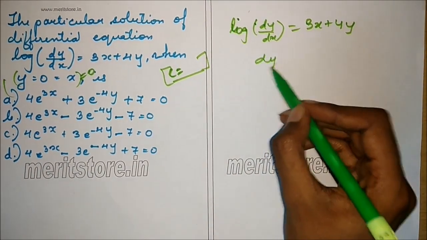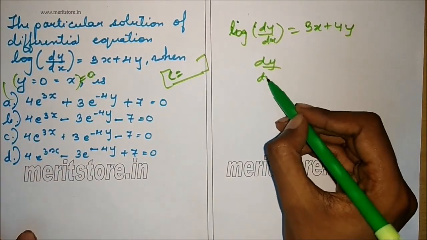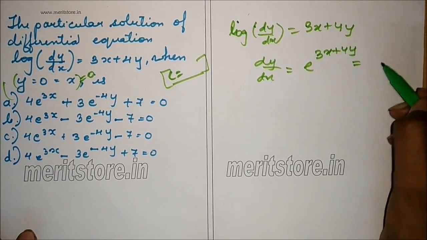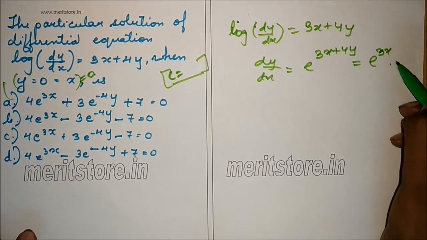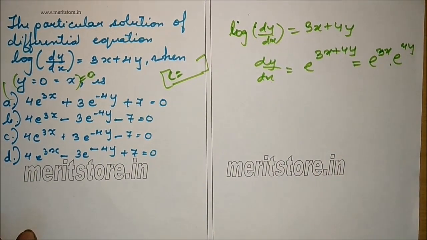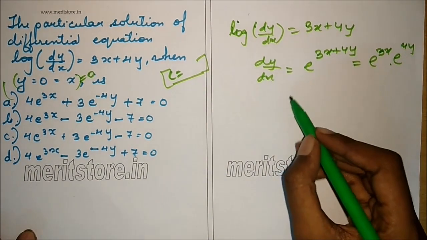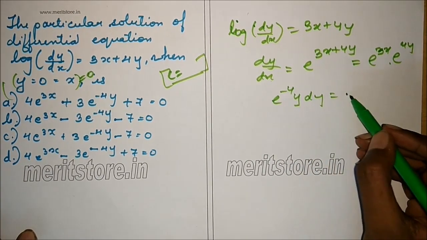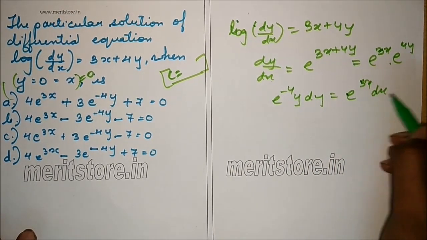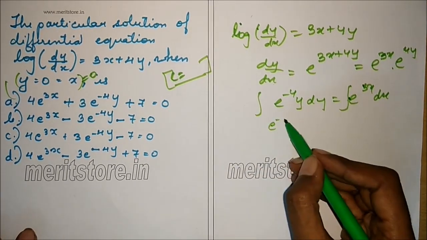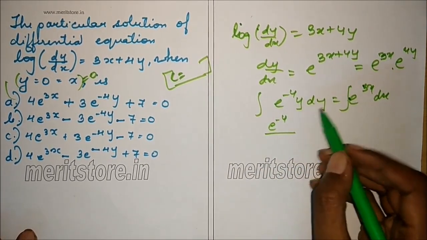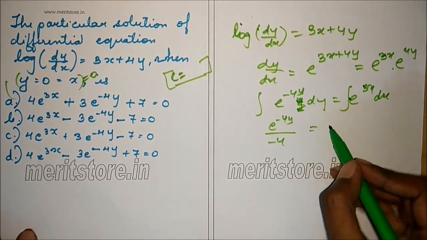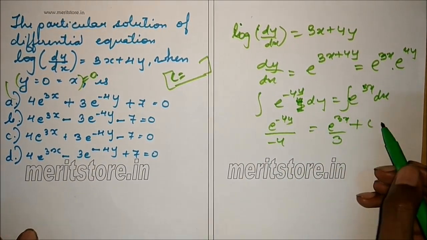So this is given, so therefore dy by dx is e raised to 3x plus 4y. We can write this by law of indices as e raised to 3x into e raised to 4y. So now separating x and y terms, this will be e raised to minus 4y dy is equal to e raised to 3x dx. So now integrating both sides, we get e raised to minus 4y divided by minus 4 is equal to e raised to 3x divided by 3 plus c.